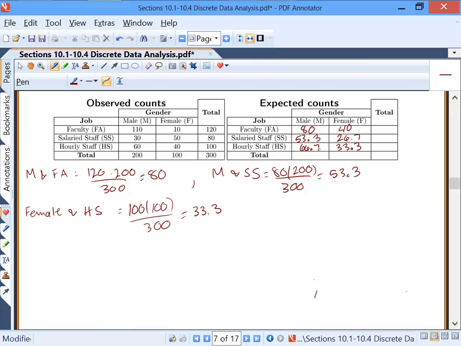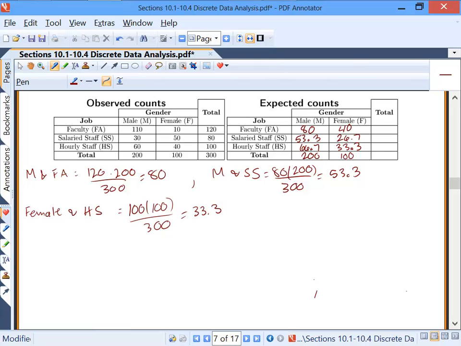Now, if I start adding these up, go ahead and add up 80, 53.3, and 66.7. What do you get? 200. And add up the 40, 26.7, and 33.3. 100. Okay, notice that my total should match up with my observed count totals. That's not a coincidence. Your totals will always be the same. That's a very good way to check your work.